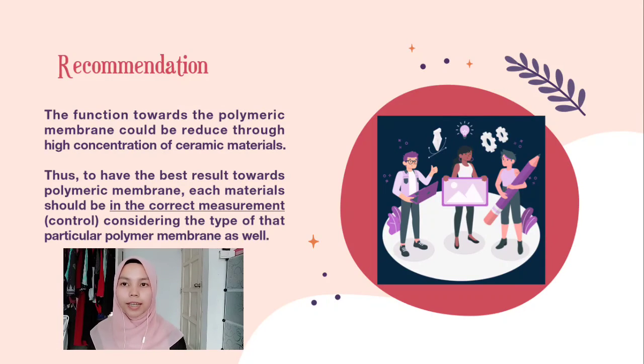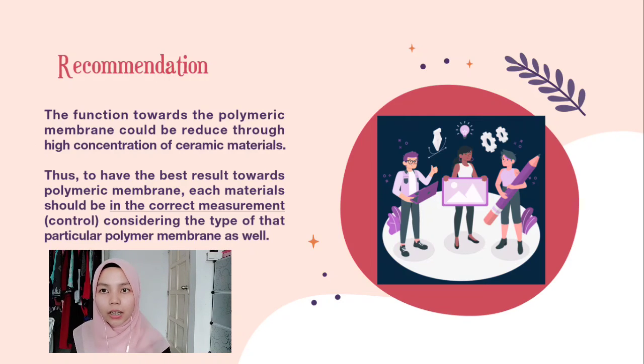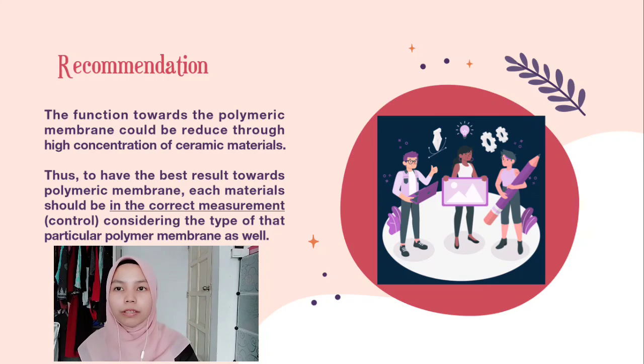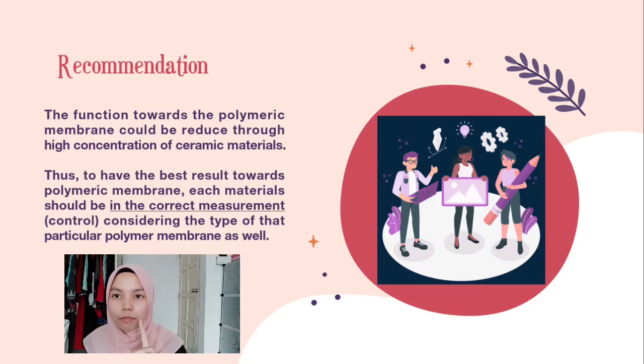For the recommendation, it is good to add ceramic materials into the polymeric membrane. But if the addition is in high content, it will reduce the function of the ceramic materials on the polymeric membrane itself. Thus, in order to get the best result, we have to control the addition or the measurement of the ceramic materials towards the polymeric membrane. And we also have to consider what type of polymeric membrane we use, as we want to determine which ceramic material is best to incorporate with it.